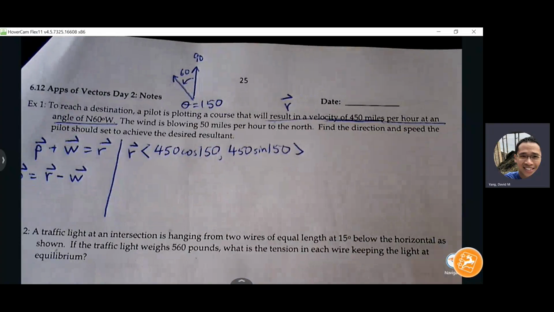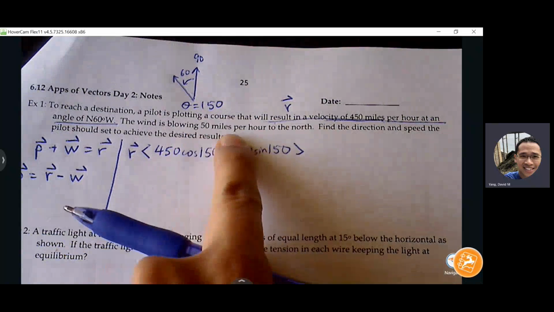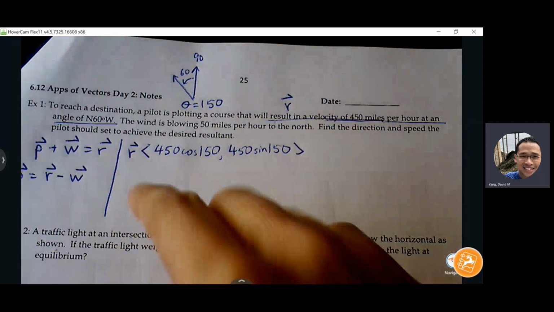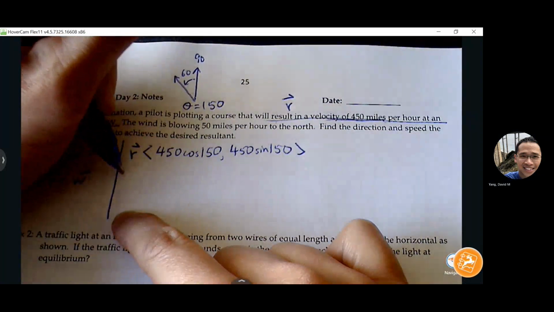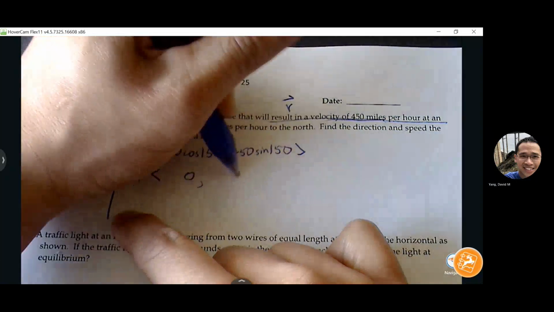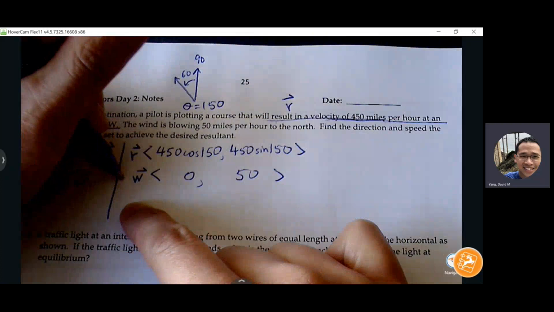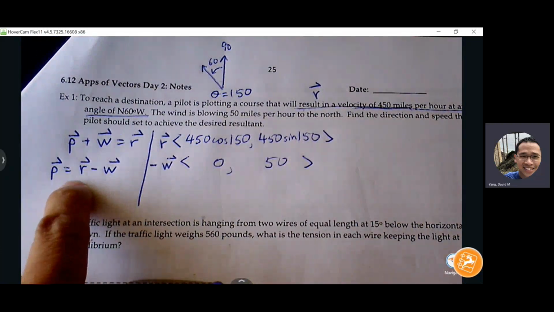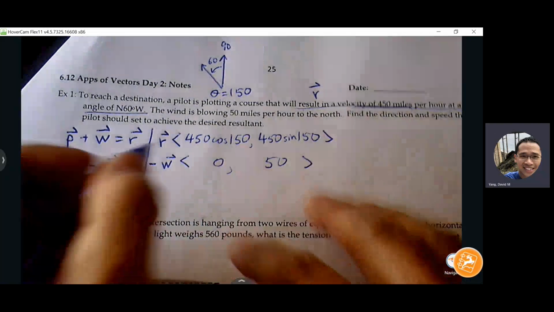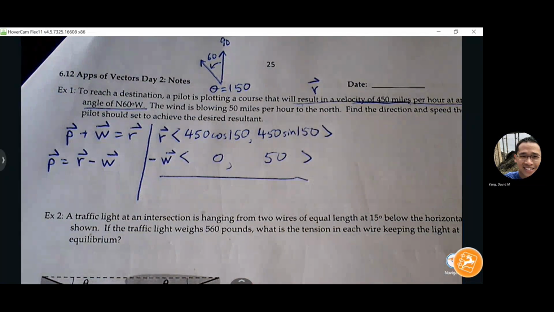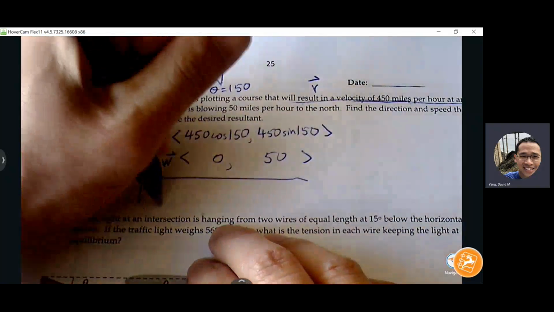Okay, my wind vector is blowing 50 miles per hour to the north. So what's my wind vector? 0, 50, right? But I'm going to have to subtract it, right? I'm not going to be adding the two vectors, because I'm doing resulting vector minus wind vector to get to my plane vector. So I'm just going to subtract the wind vector, and that will get me to my plane vector.